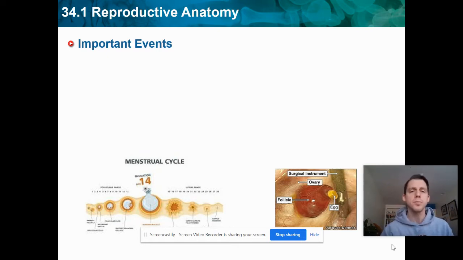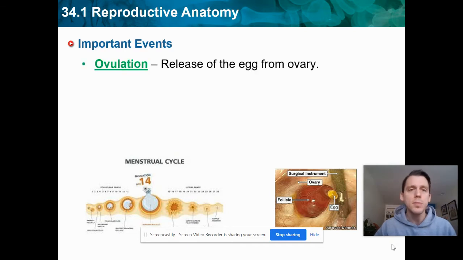So first, we need to talk about some of the important events that happen in the uterus and in the ovaries. So one important event is called ovulation. Ovulation is when an egg gets released from an ovary. This happens once a month. So every approximately 30 days, 28 to 30 days, an egg is released from one of those ovaries.